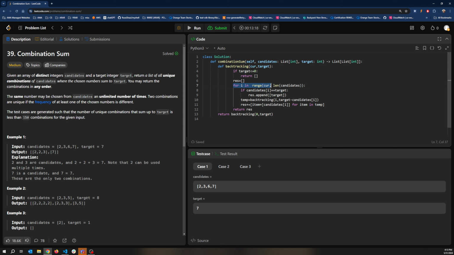Then do a for loop from the current index all the way to the end. If the number itself is the same as the target, add it to the results. Otherwise, do the backtracking for the rest, including the same number. For example, if current is here, we do the backtracking again from here to here, because as you know, the numbers can be repeated. Instead of the target, it's going to be target minus candidate i. And when you find the answer, add candidate i to it.